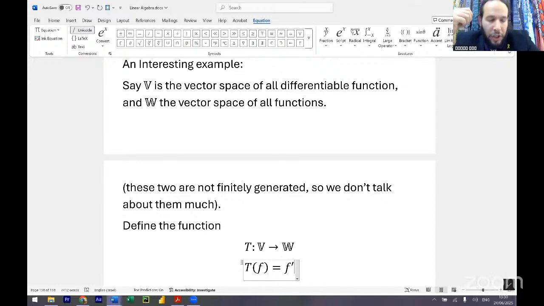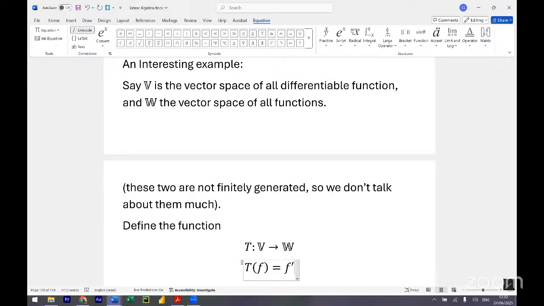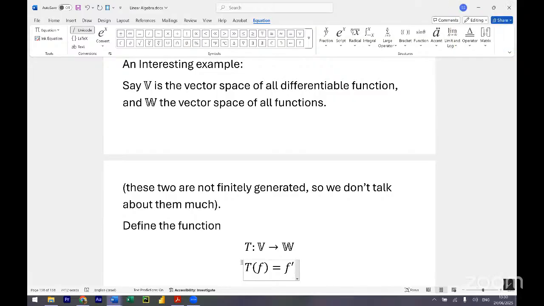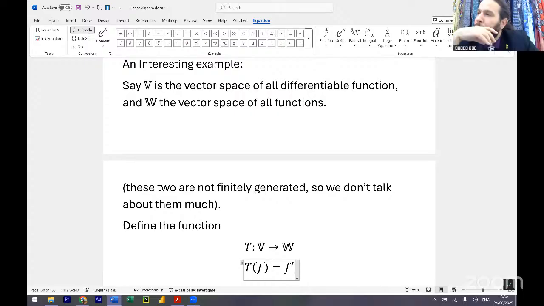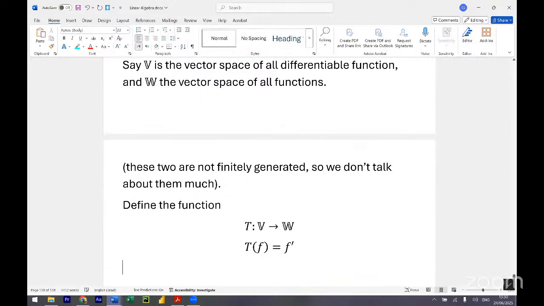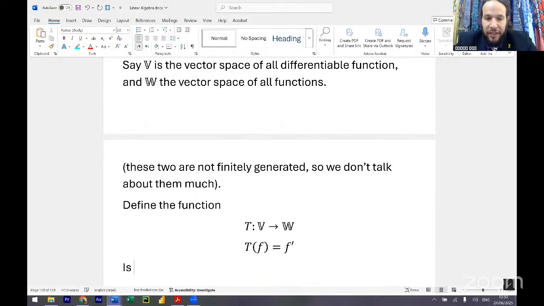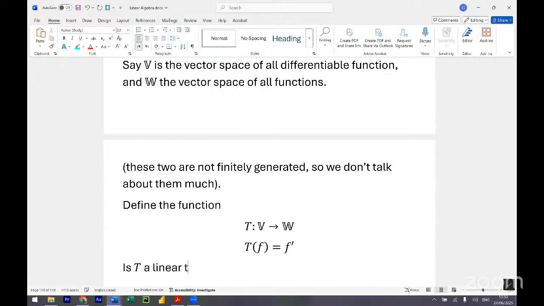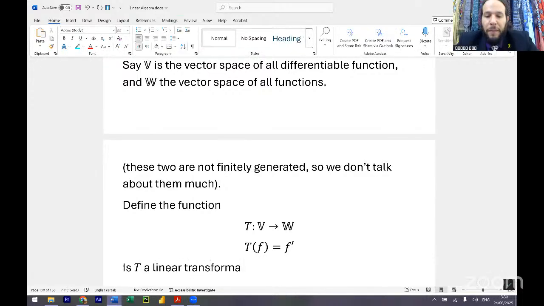But first of all, you learned discrete math and you saw stuff like that. And secondly, that's one of the things about linear functions in general in this course. We don't just send numbers to numbers, we send vectors to vectors. So functions are just a type of vectors. Okay, and my question is, is T a linear transformation?